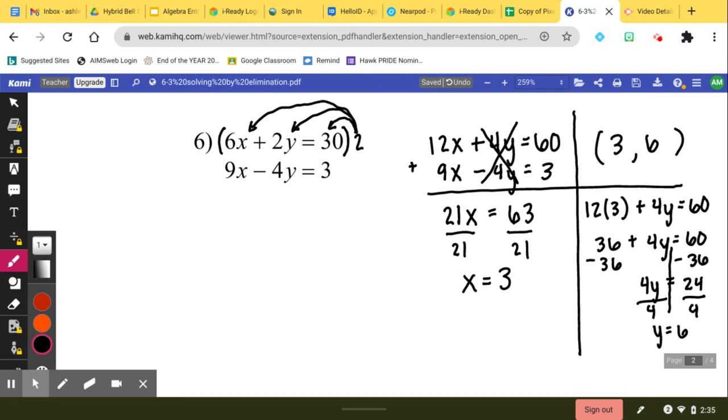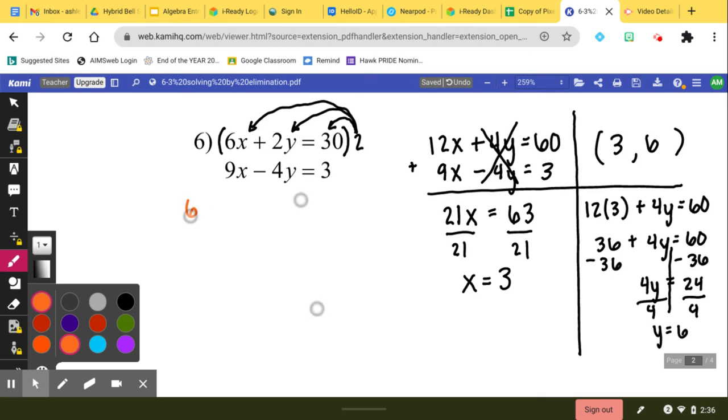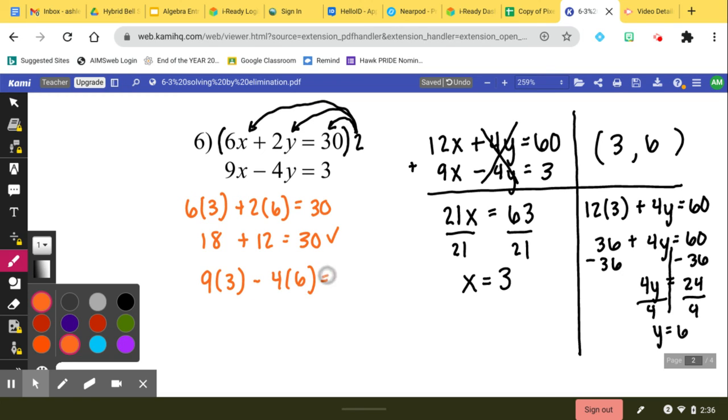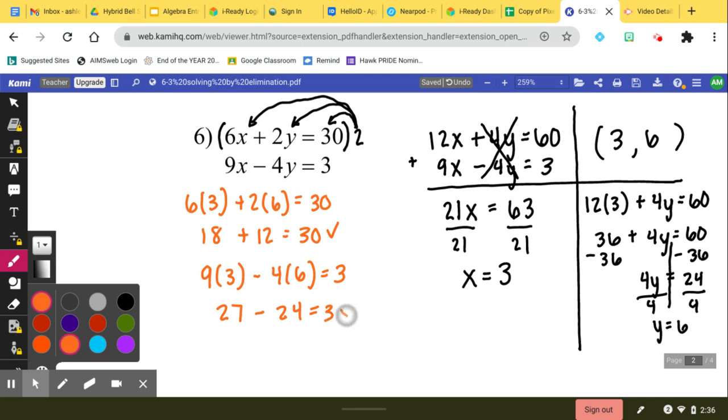But again, remember, I can always check and make sure I'm correct by plugging that into both equations. So we have 6 times 3 plus 2 times 6 equals 30. 18 plus 12 does equal 30, so it works for the first one. Making sure it works for the second one: 9 times 3 minus 4 times 6 equal to 3. 9 times 3 is 27. 4 times 6 is 24. 27 minus 24 is in fact 3, so it works.